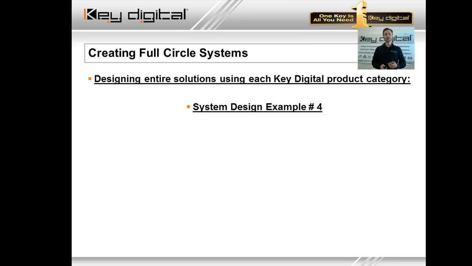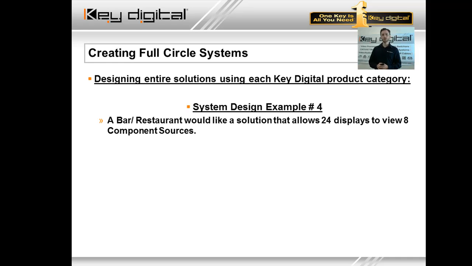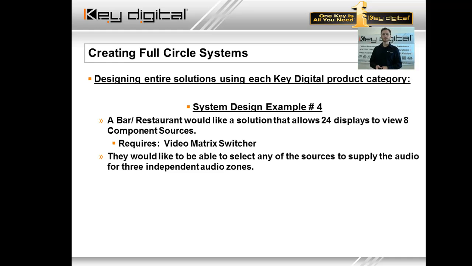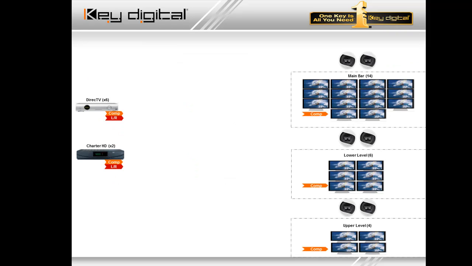Let's go ahead and take a look at system design example number 4, which is another bar and restaurant solution where we have more of a reasonable, let's say, I/O relationships. We have 8 inputs, 24 outputs, which many to many will require a video matrix switch. They'd like to be able to select any of the sources to supply the audio for 3 independent audio zones. So we're going to be utilizing the audio matrix switch that we offer as well.